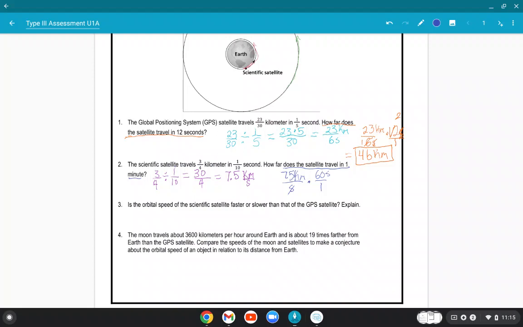Cancel these out. Now, I can rewrite 7.5 times 60 as 75 times 6. When I do 75 times 6, I'm going to get this.